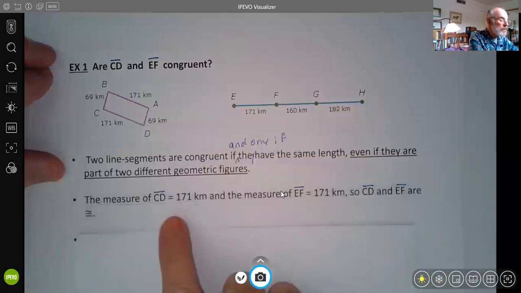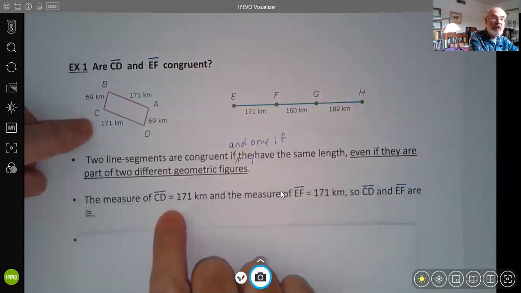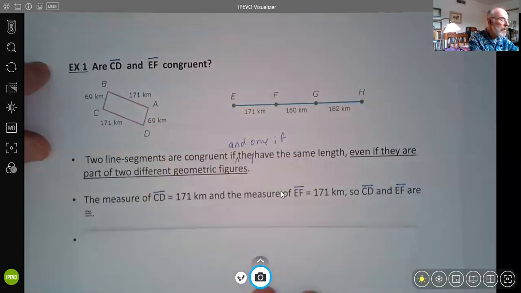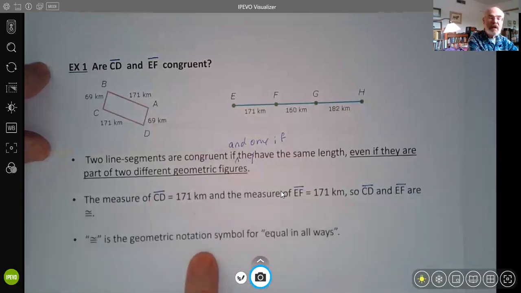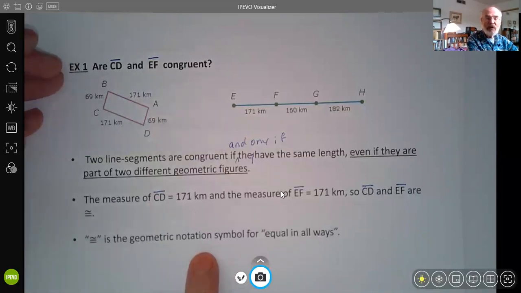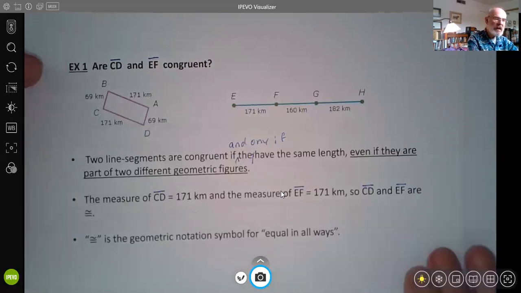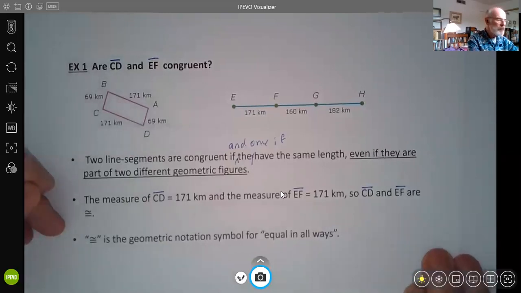The measure of CD is 171 kilometers, and the measure of EF is also 171 kilometers. So the two of them are congruent. What I've shown here is a congruent sign. This is a geometric notation symbol, and what it means is equal in all ways. That means their measurements are equal, their shape is equal, their size is equal, because you're looking at two-dimensional figures, and sometimes figures rendered in 3D format. You want to be able to say the same in all respects. That's what congruent means. It's a little more than equal. Equal is really limited to algebra.